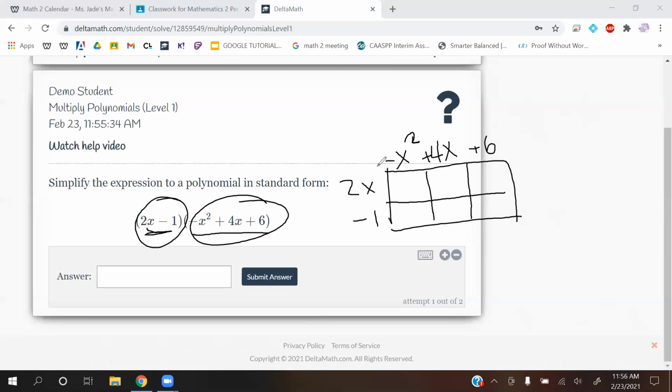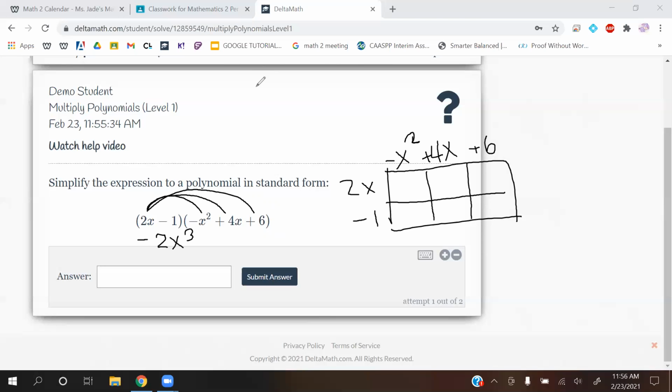But since we already had 2 examples from this way, I'm going to try reminding you guys how to do it from the other way, which is more similar to the FOIL. But it's literally just distributing. So for this method, I'm going to take that 2x and distribute it to everything. So start with 2x distributed to negative x squared. That gives me negative 2x cubed.